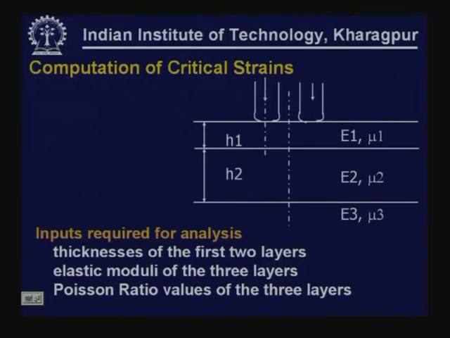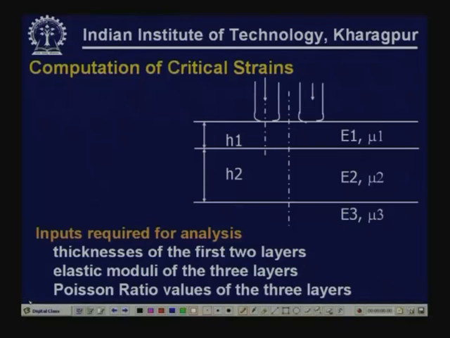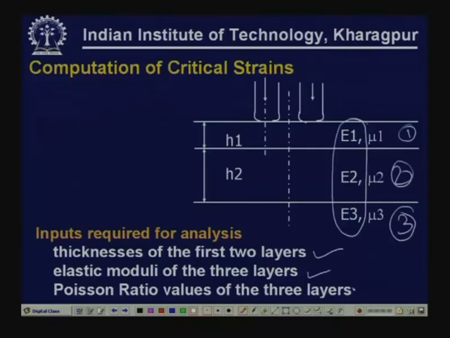And this is a typical 3-layer system as per the model assumed in IRC 37. So, the inputs that we require, we have layer 1, 2 and 3. The inputs that are required are thickness of the first 2 layers, H1 and H2, for analysis of this pavement. We need elastic moduli values of the 3 layers, E1, E2, E3. We need Poisson ratio values of the 3 layers, mu1, mu2, mu3. So, once we have this complete information, we can analyze this pavement for a given loading system.